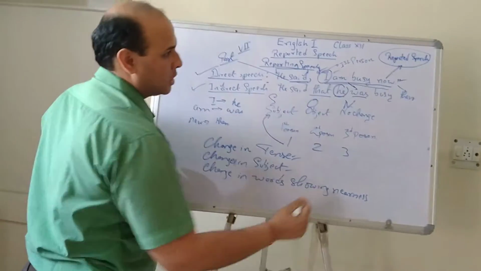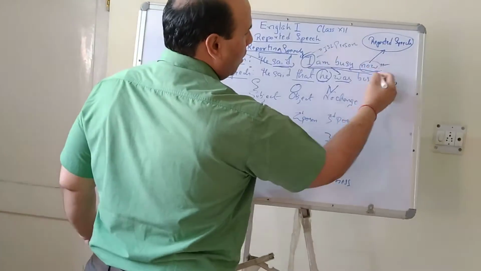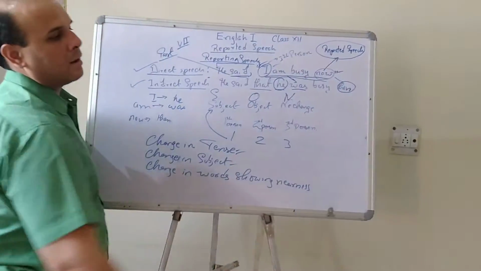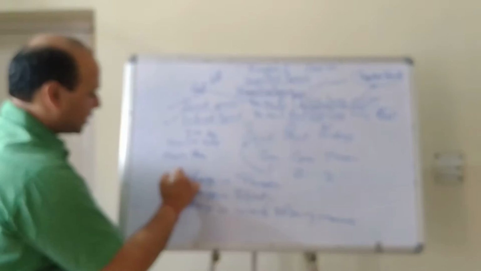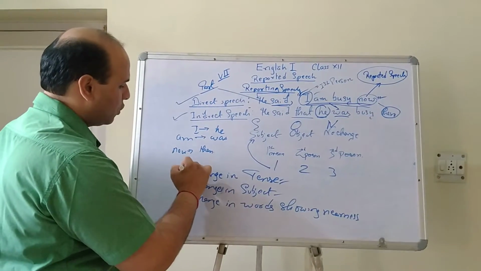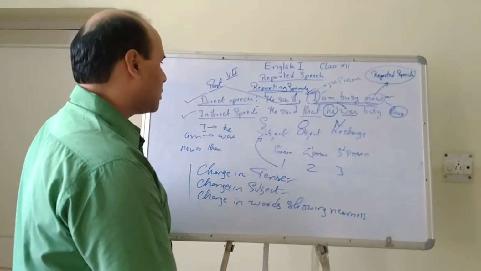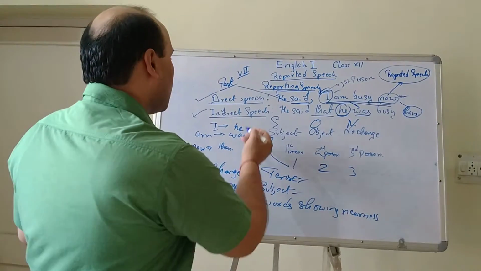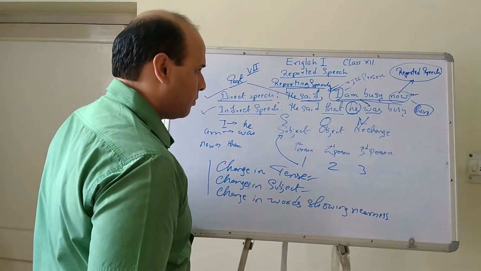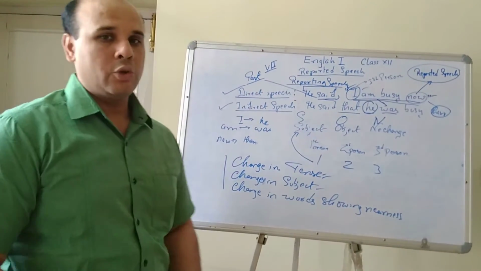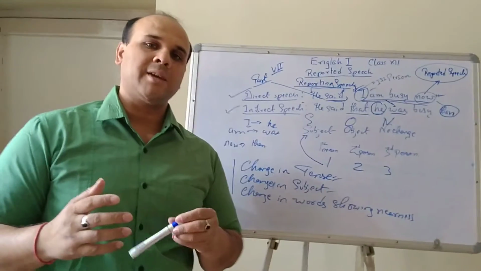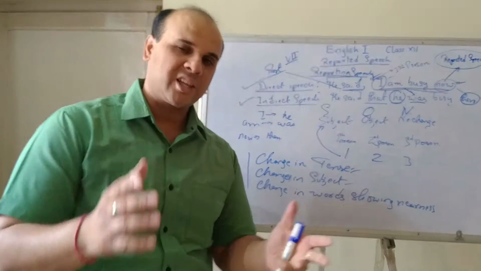Now, the words of nearness. What's happening? This "now" becomes "then". So it's quite simple. The speech will have to go through all these three types of changes so that it can become indirect speech successfully. Fine? Fair enough? So with the help of this method, you can solve such problems very easily. Let's take a pause.